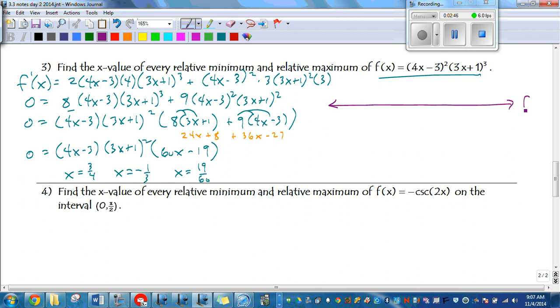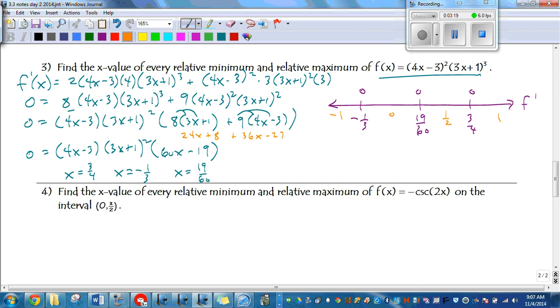So we'll put those on our derivative number line here. So negative 1/3 all the way to the left, 19 over 60, and 3/4. So for this one, let's look at values we can plug in. To the left of negative 1/3, I'm just going to put negative 1. Between these, I'll put 0, 1/2, and 1.